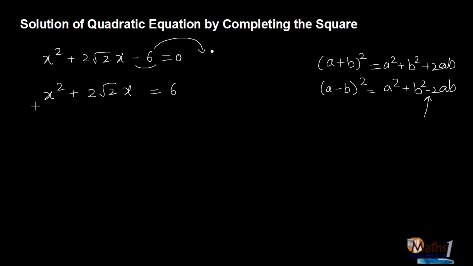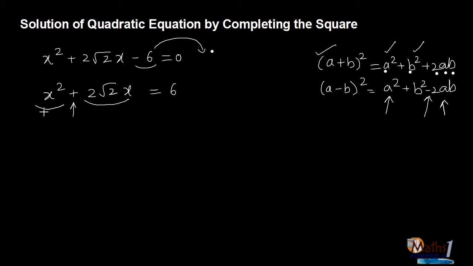If I consider this as my first term and this as the middle term, that is 2ab, then based on this sign it looks like it's going to be a plus b whole square. So what do I need for a plus b whole square? A square and b square. If I know a and b, I know that 2ab I can write.